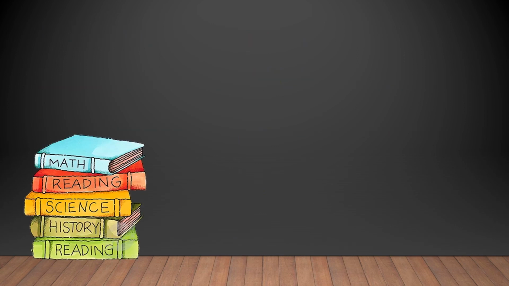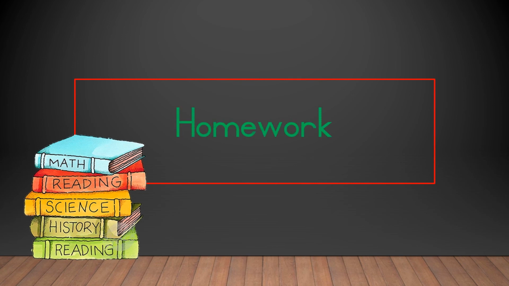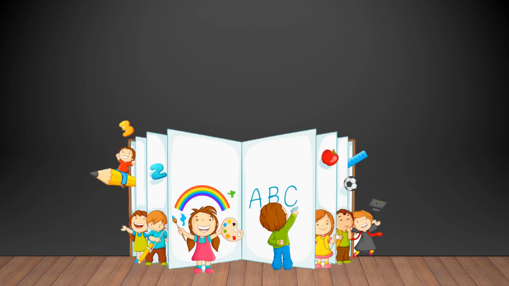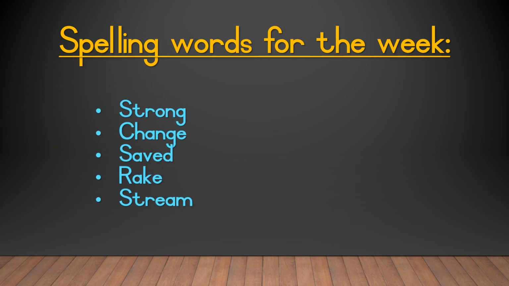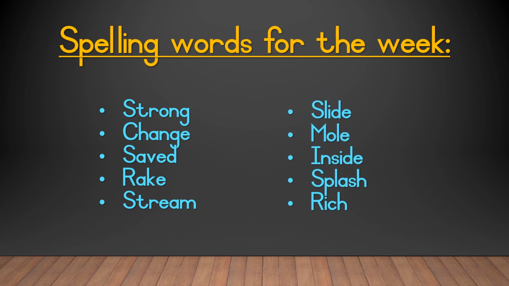The last thing I want you to do for English today is homework. Remember to go read at storyberries.com. The last thing of homework is your spelling words. Again today you're going to get 10 new words, which I want you to go practice each one of them 10 times. The words are strong, change, saved, rake, stream, slide, mall, inside, splash, and reach.